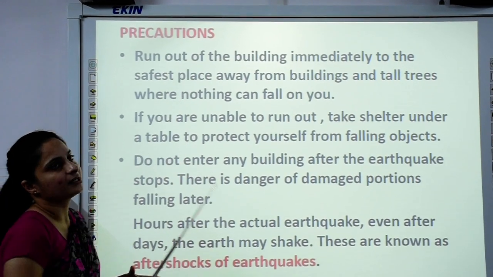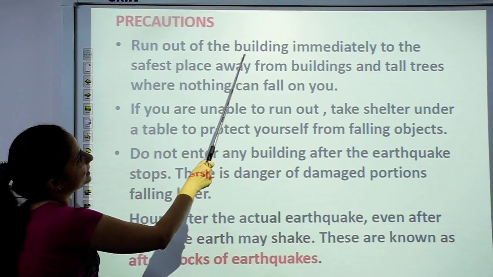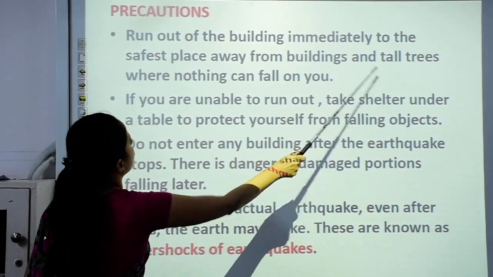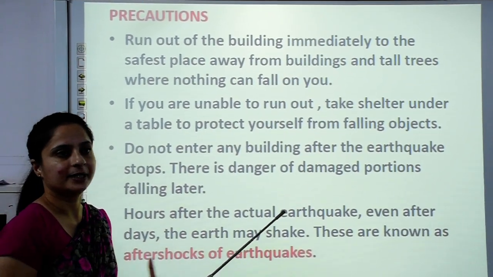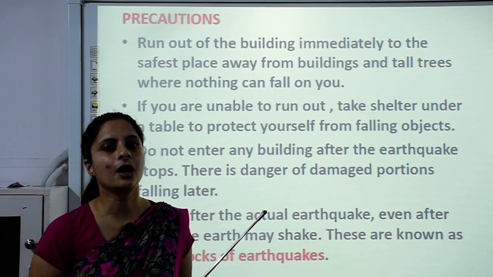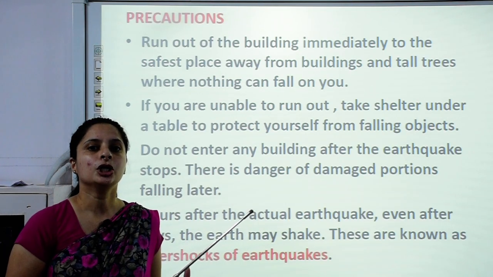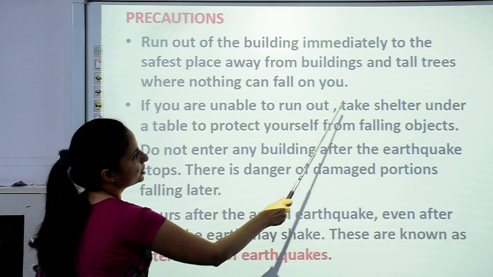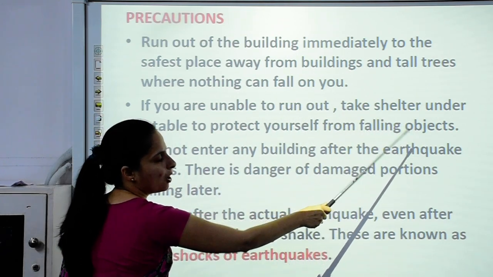Now precautions. What are the precautions you should take during an earthquake? Run out of the buildings immediately to the safest place away from buildings and tall trees where nothing can fall on you. It's very important to come out of the building because if you remain inside the house, the whole roof can crash on your head. And when you come out of the building, also stay away from tall trees. If you are unable to run out, take shelter under a table to protect yourself from falling objects.